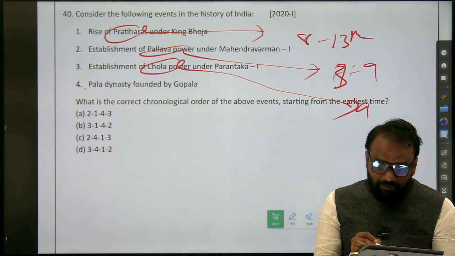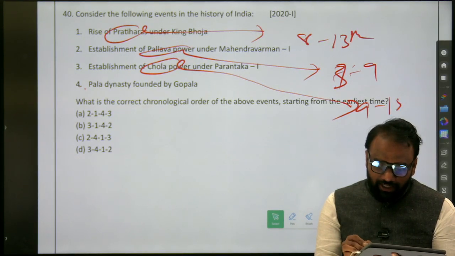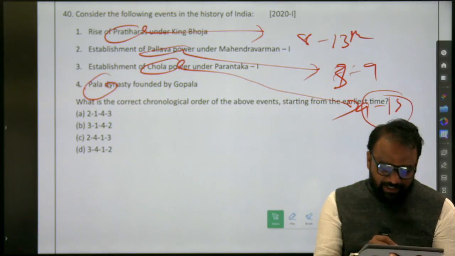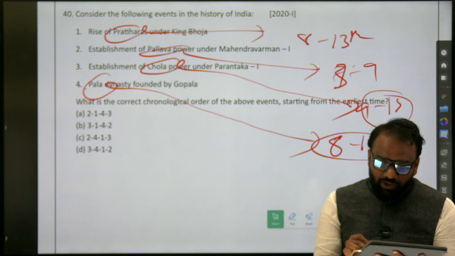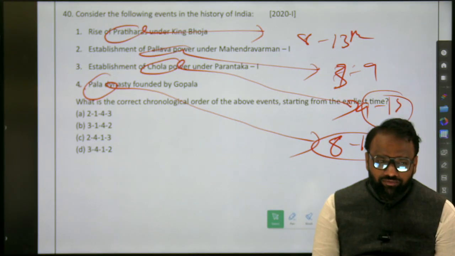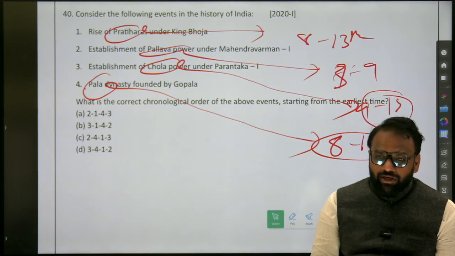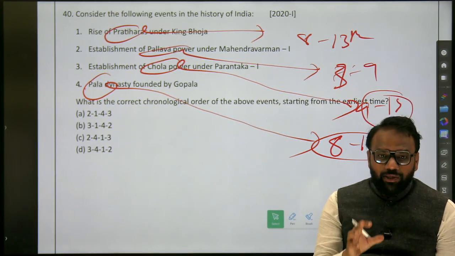9 to 13. Okay, they are speaking about the later Cholas, 9 to 13. Next, Pala dynasty, 8 to 12. Okay. So this is there. If you see the timeline, both the Pala and Prithviraj Pratyahara is same. So you will not be able to arrive at a perfect answer. It will lead to confusion.